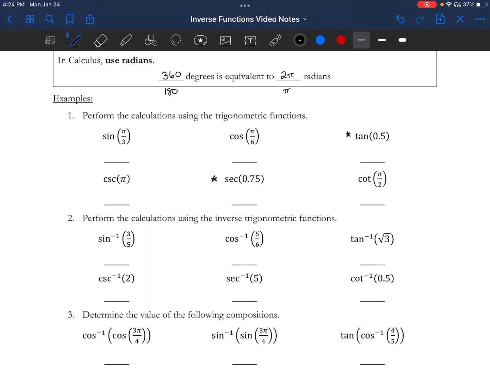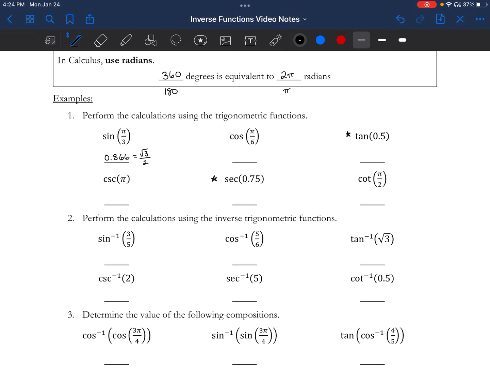Now, my calculator gives me an exact answer for most of these. So the rounded answer for sine of pi over 3 is 0.866. The exact answer is, again, the square root of 3 over 2. That comes from the unit circle. I'm not going to dive too deep into the unit circle today. It's not what I'm focusing on here.